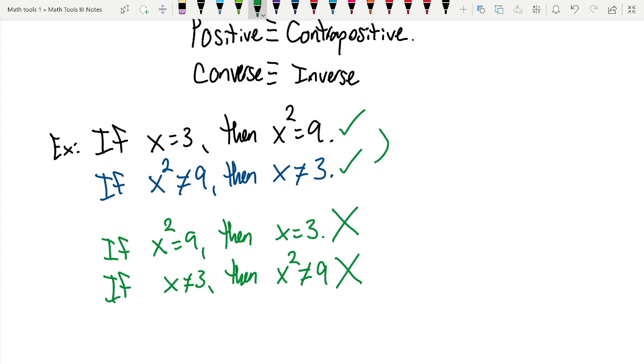So these two go together, and these two go together. If one of them is true, the other one's going to be true, and vice versa. So again, this is helpful because it gives us a nice avenue of how to prove things. Like maybe we prove the contrapositive instead of the positive.